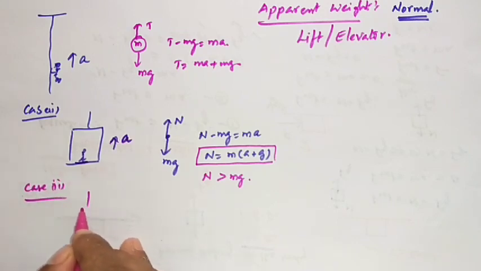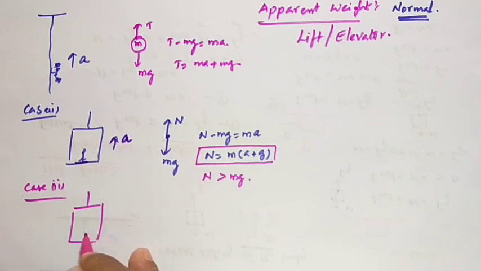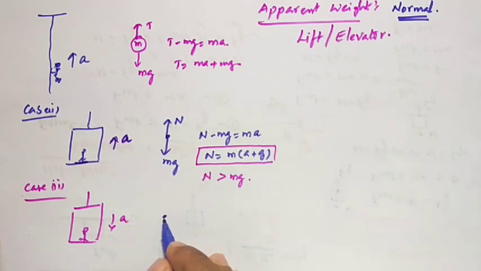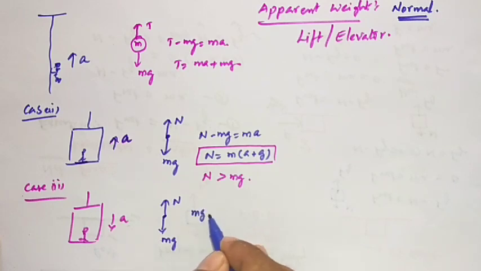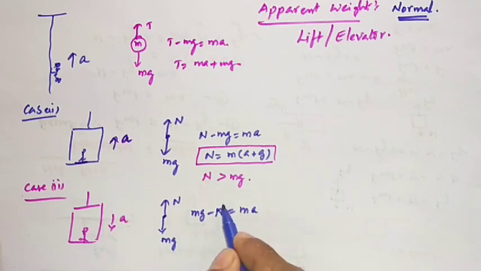Now the same lift and the same man standing on the floor, now it is coming down with an acceleration. Now in this case, what could be the free body diagram? Only two forces are acting, mg downward, N is upward. Now as it is moving down, mg minus T is equal to ma. Okay? So in this case not T, it is N.